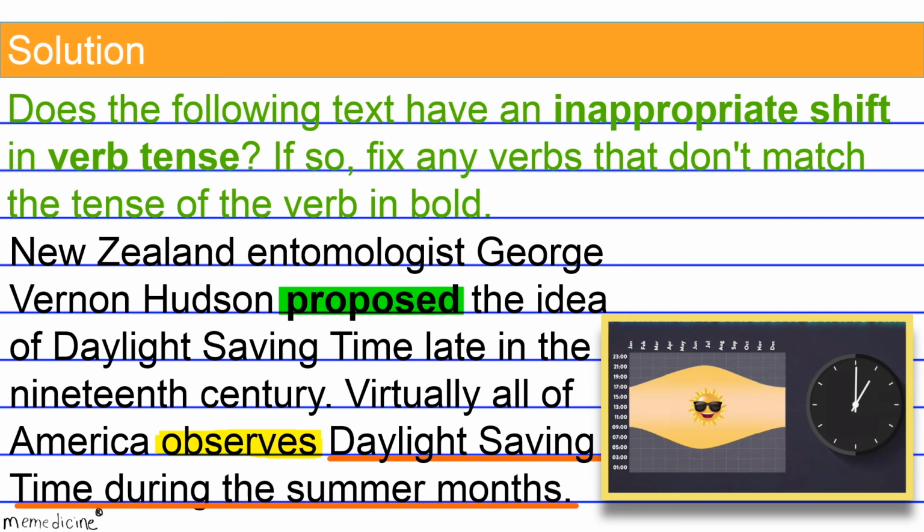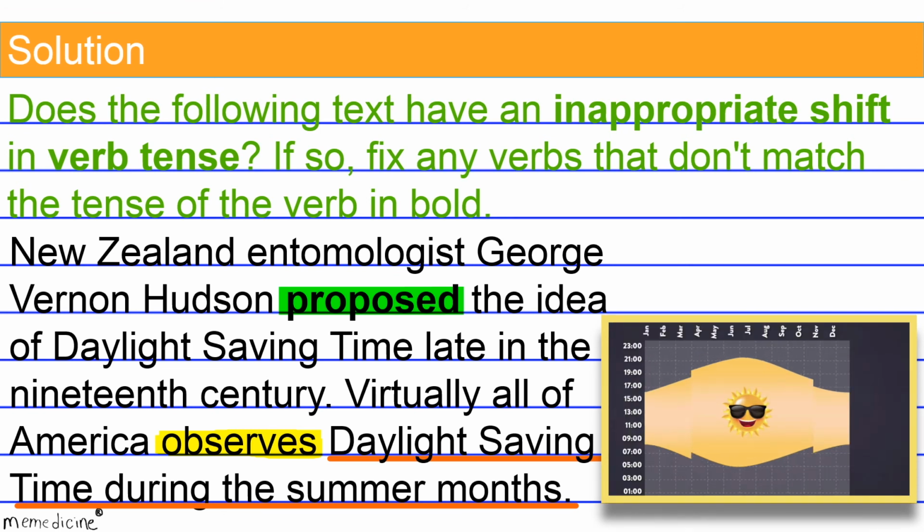This shift to the present tense is appropriate in this instance. What follows the verb observes is an example of a general truth. No edit is required. This verb form is correct.